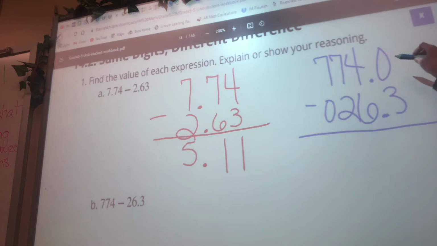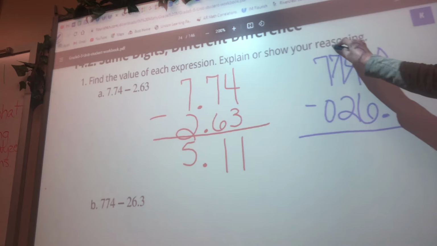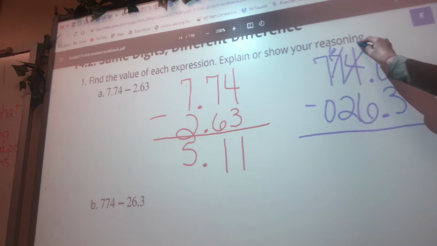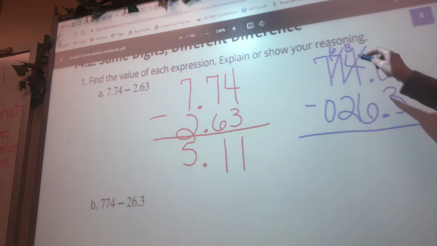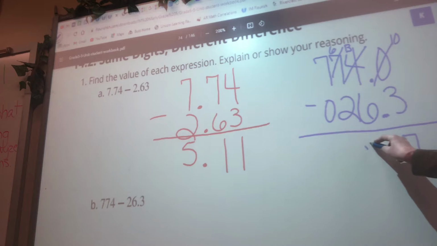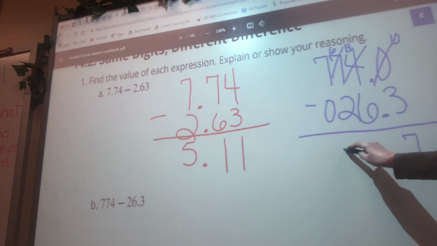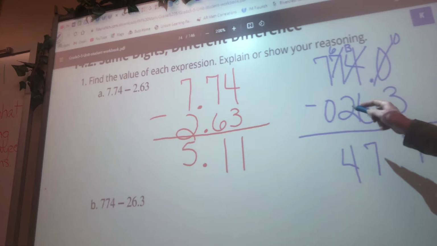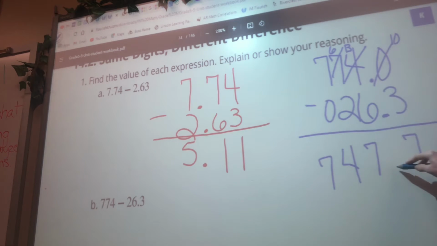Okay, if I subtract, I can't take 3 from 0, so he would have to borrow. He's not big enough to loan it all on his own, so he would have to borrow from him. So he would become a 6. He had to give some away, so he would be 13 and he would be 10. So now 10 minus 3 is 7. 13 minus 6 is 7. 6 minus 2 is 4. And 7 minus nothing is 7. And we bring down that decimal place. So we have 747 and 7 tenths.